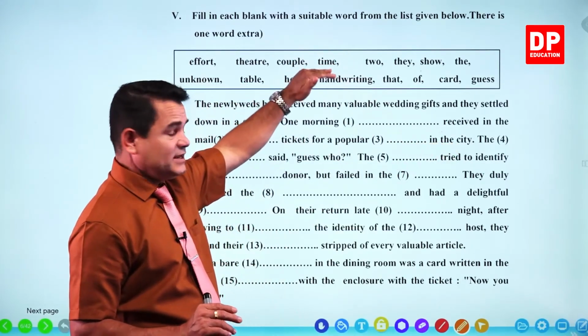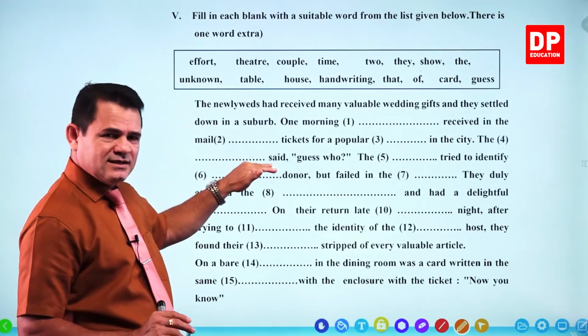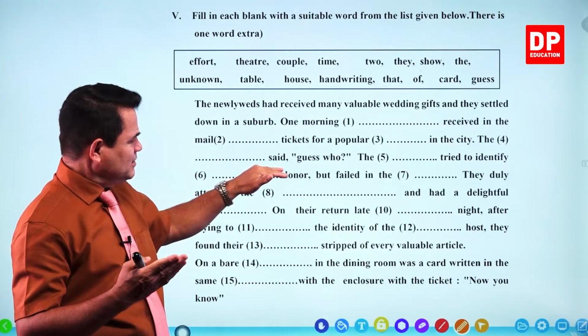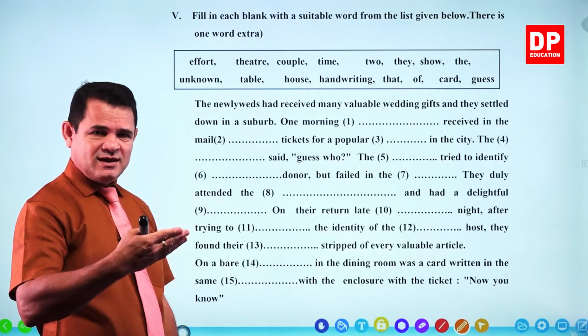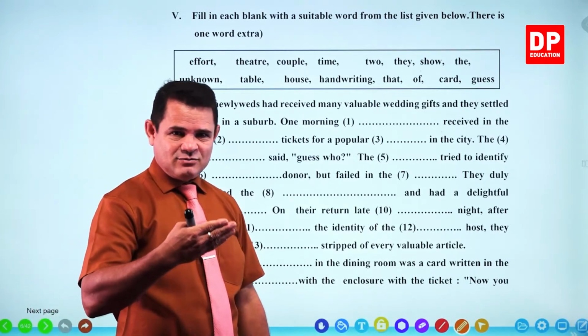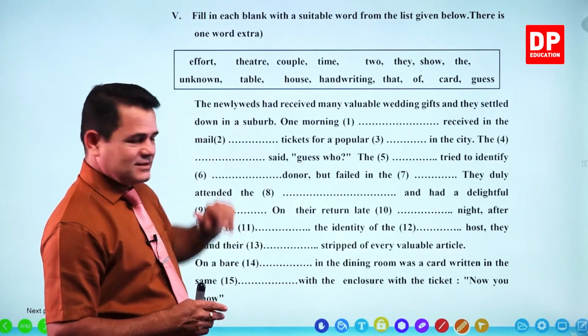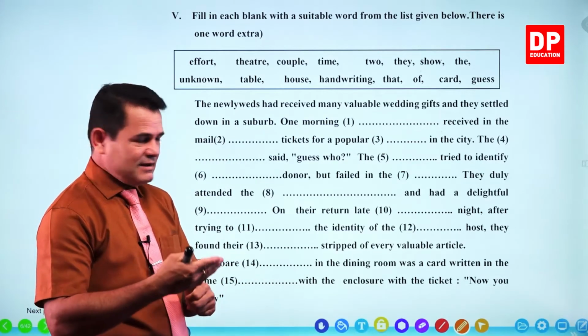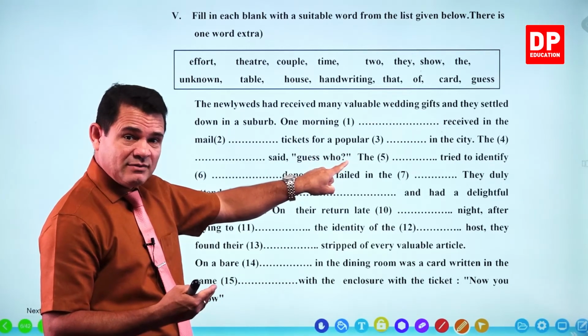Popular, what is it? We can guess now. The blank said, guess who. You can guess who it is. It is on the card, so you can easily get it. It is not on the card, that is why it is within inverted commas.